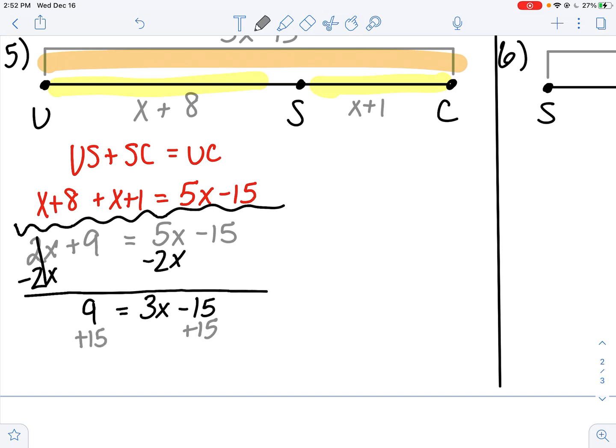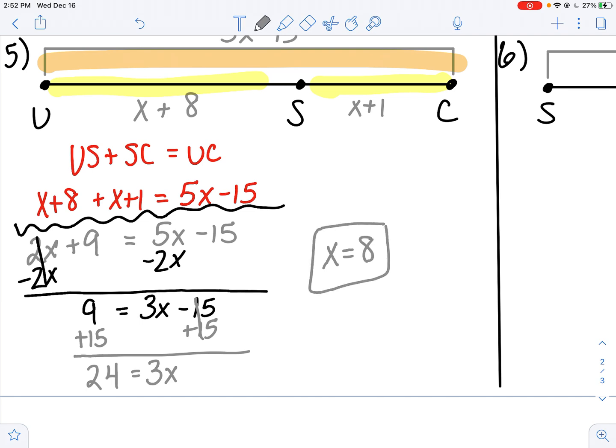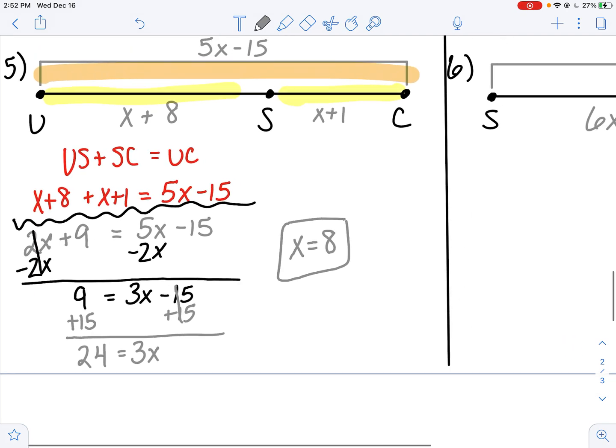And remember, the reason why we're doing the opposite operation is because I'm moving that negative 15 to the other side of the equal sign. If I was not moving it to the other side of the equal sign, then I would not need to do the opposite operation. So 24 equals 3x. And then I can solve and x equals 8. My pen is wavering a bit. Number 6, same idea.